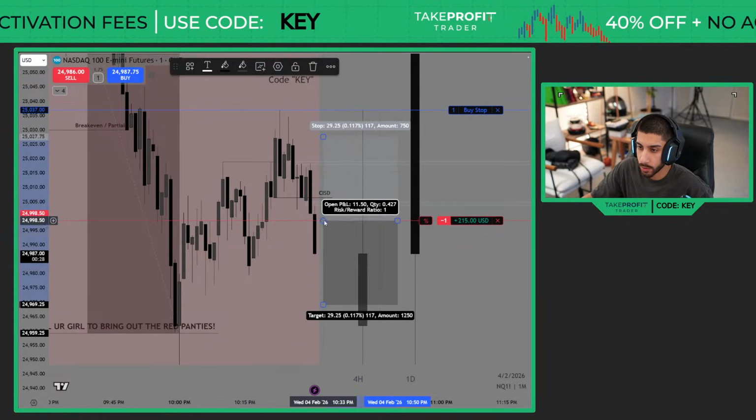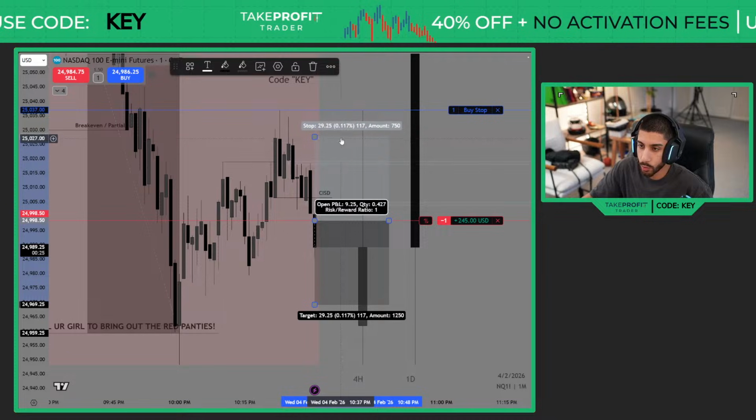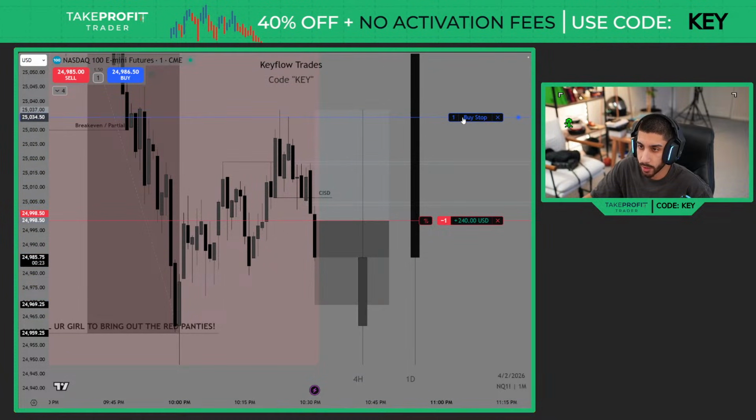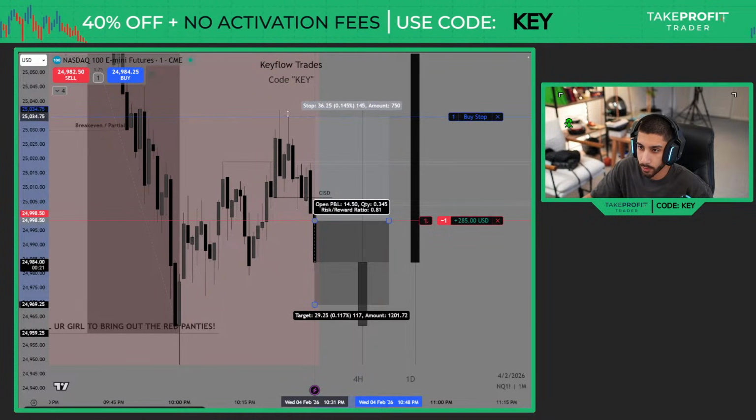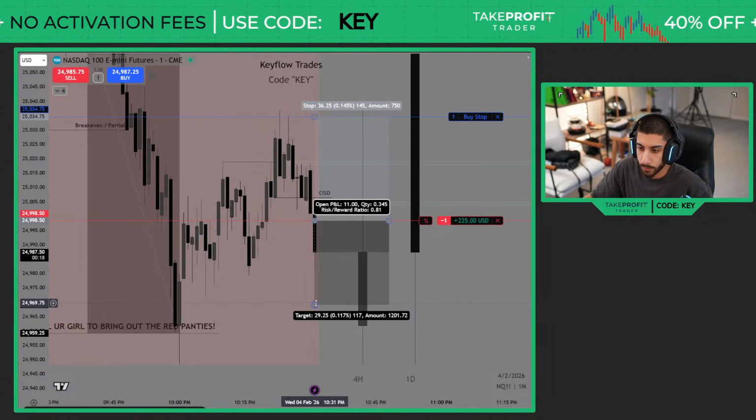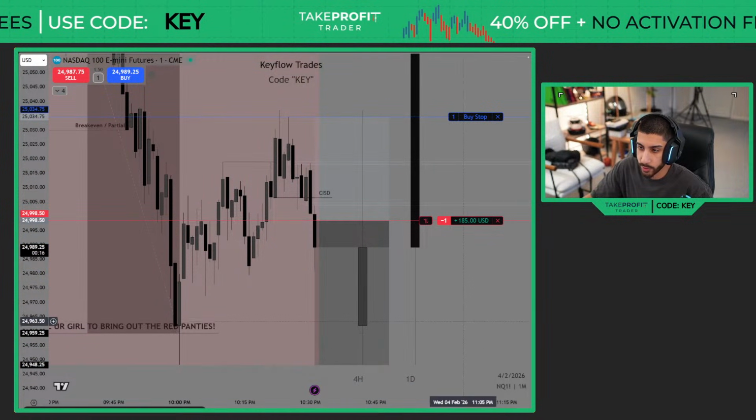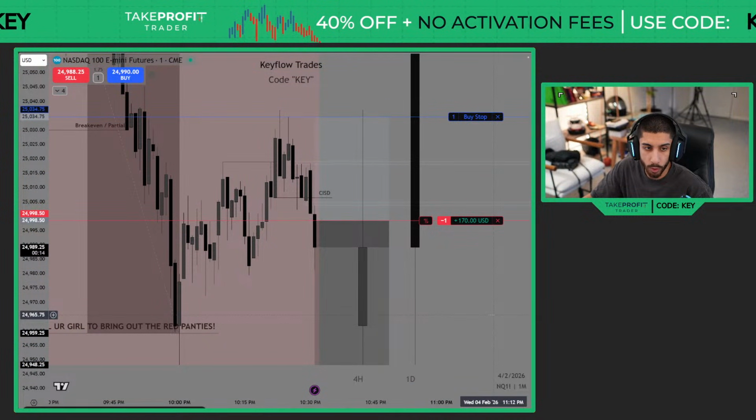Trade number 2. Let's see. Can we bang twice here? Actually, I'm gonna go a little bit lower. We'll go to this one. Fuck it. So we're looking for this first to go break even, basically. This 1-to-1 to go break even there.